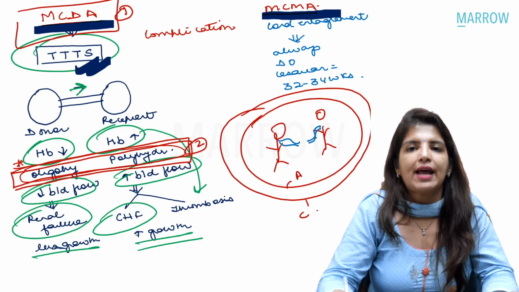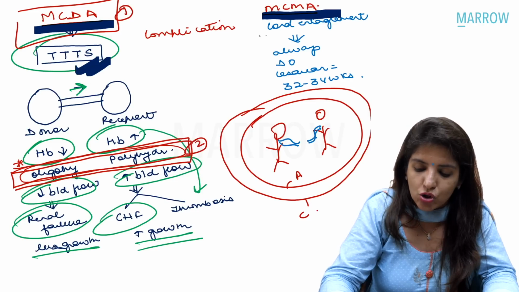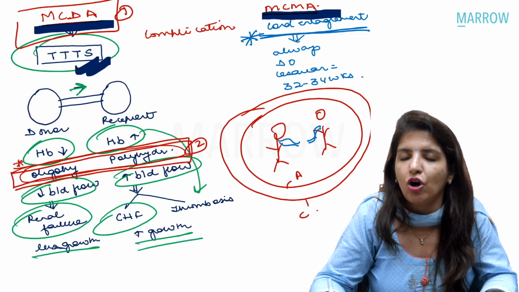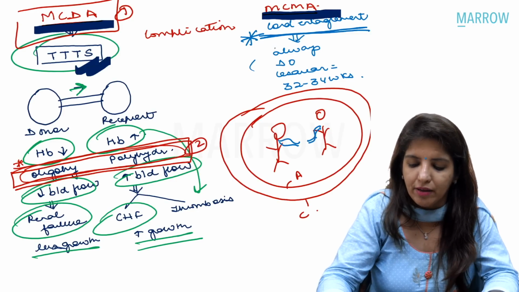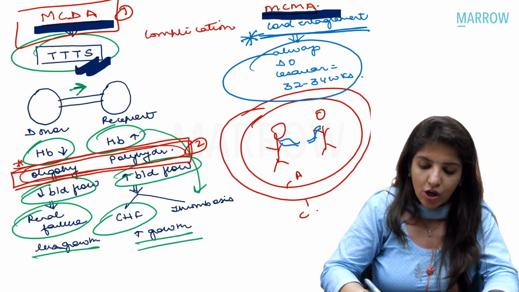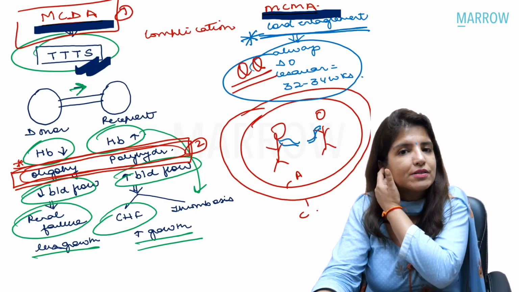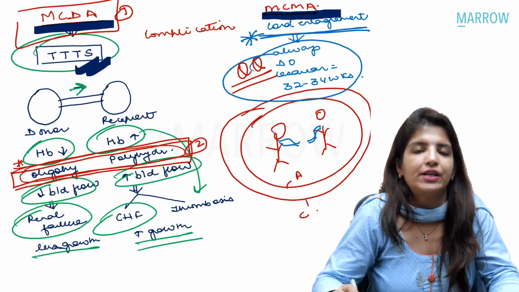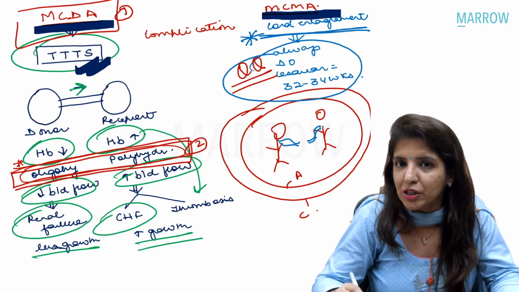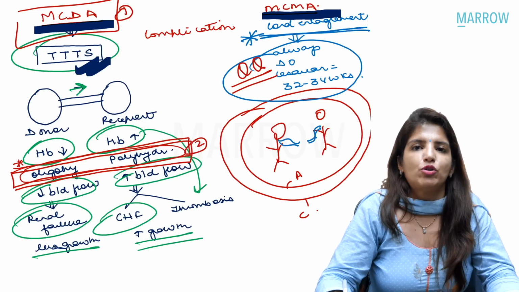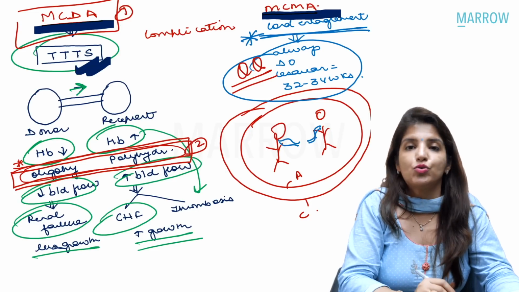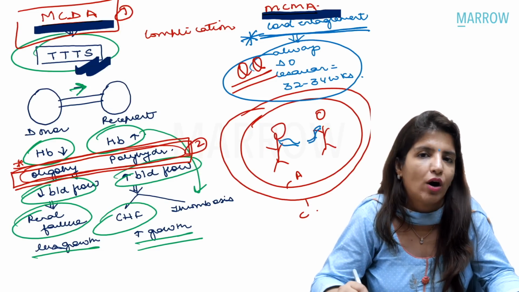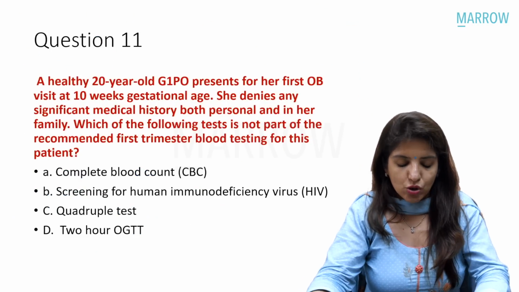So what complication can happen in monochorionic, monoamniotic twins? Cord entanglement. That's a very, very important complication of monochorionic, monoamniotic twins, and that is why in monochorionic, monoamniotic twins, you always have to do a cesarean section between 32 to 34 weeks. Similarly, a cesarean section has to be done in conjoined twins, and this is a very often repeated question: in monochorionic, monoamniotic twins, what is the route of delivery and what time do you deliver them? So you are going to do a cesarean section between 32 to 34 weeks because of complications like cord entanglement, right?